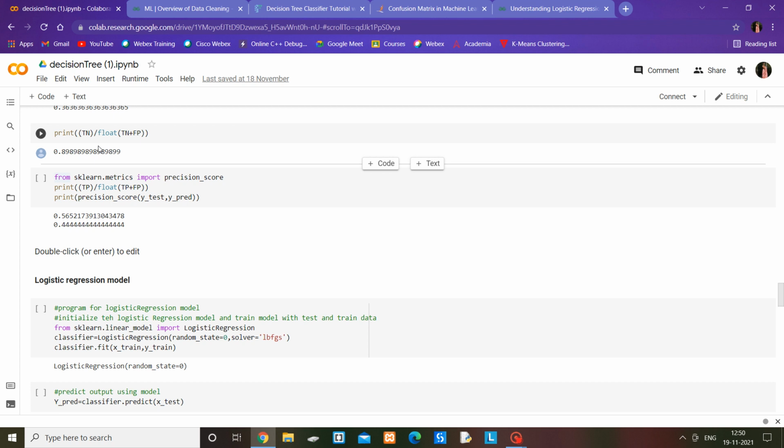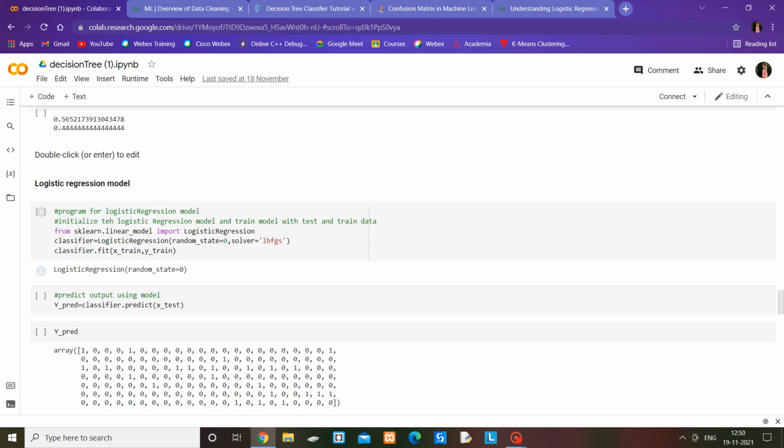Then we print TN divided by float(TN plus FP). We calculate the float value using this formula. So we will get the output 0.8989. Likewise, from sklearn.metrics we also import precision_score. For that we print TP divided by float(TP plus FP), that is true predictions divided by true predictions plus false predictions. So the precision score will be given here.